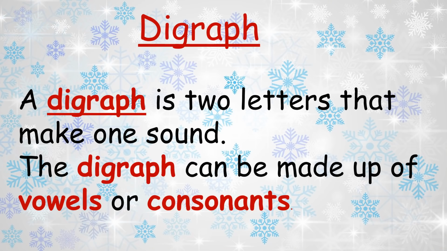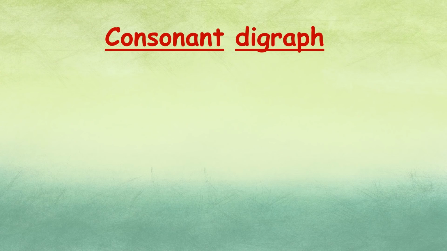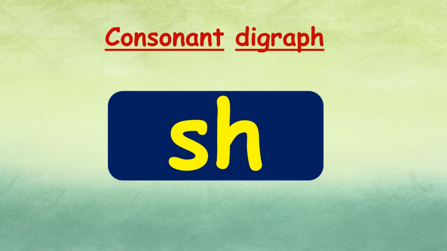What is a digraph? A digraph is two letters that make one sound. The digraph can be made up of vowels or consonants. Today we'll only focus on consonant digraph sh words.